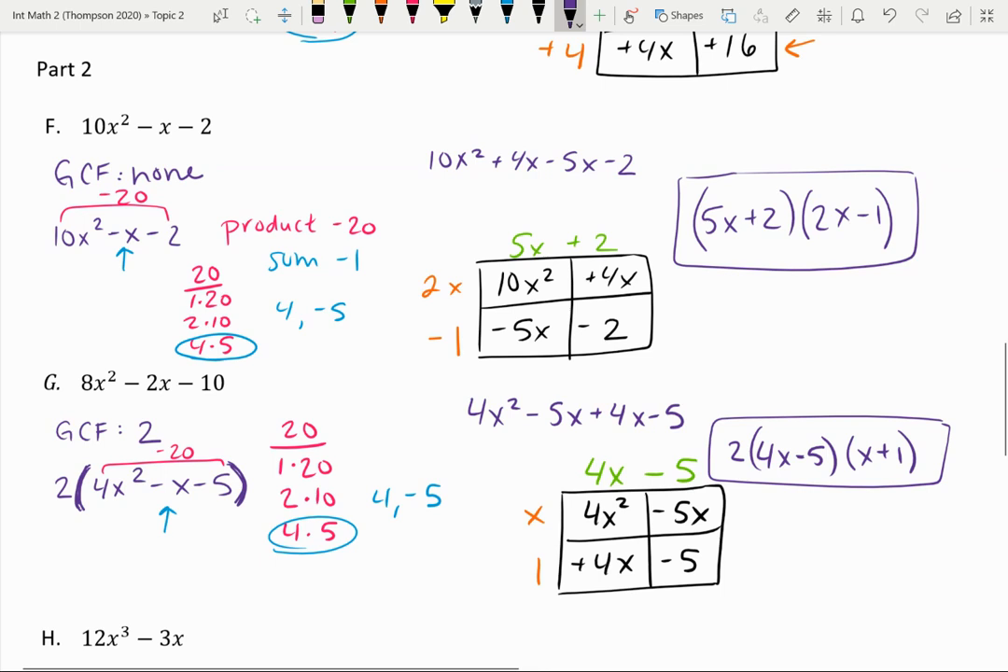Okay, to highlight the answers here, you've got the complete solutions worked out, so you can pause this and check all of your work. Keep in mind that I wrote the answer to F as parentheses 5x plus 2 times parentheses 2x minus 1. If you flip those parentheses and write them in a different order, this has the same meaning. So it's okay if you have 2x minus 1 times 5x plus 2. Those are the same because multiplication is commutative. Then for G, don't forget to have your 2 for your GCF in front, times 4x minus 5 times x plus 1.